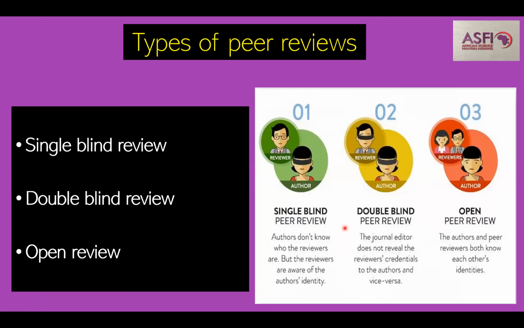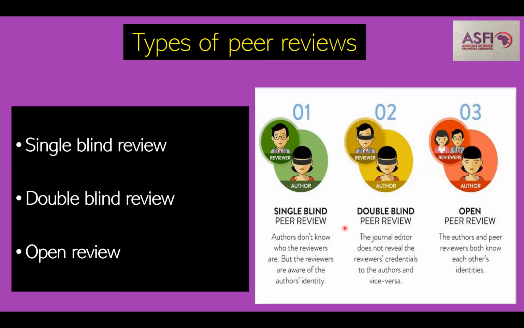The major ones are single blind review. And this is usually in a case where, as you can see on the right side, the authors don't know who the reviewers are, but the reviewers know who the authors are, okay? It could be double-blind review in which the reviewers don't know the authors as well as the authors don't know who the reviewers are.